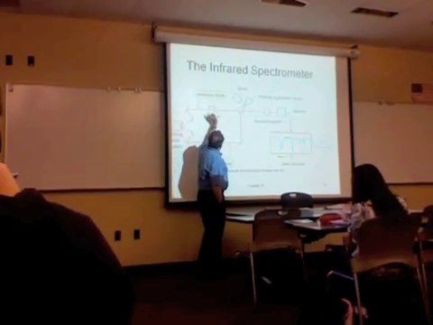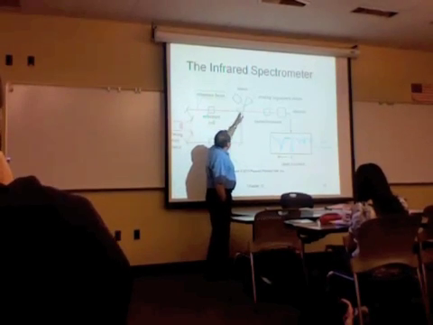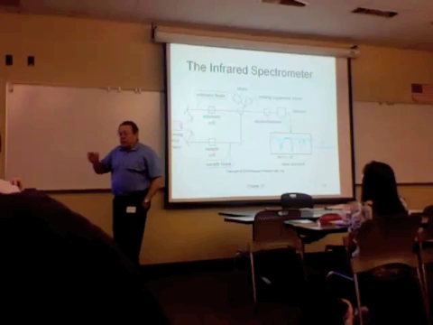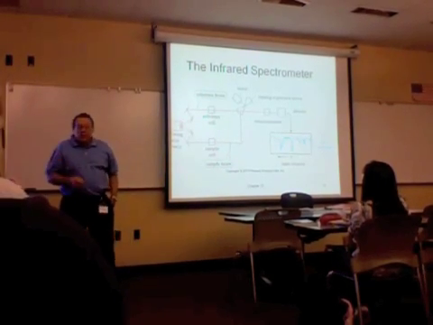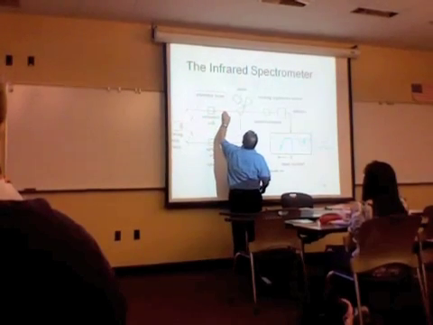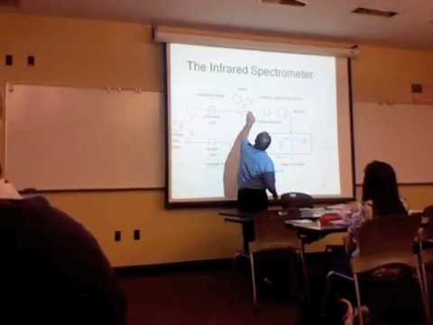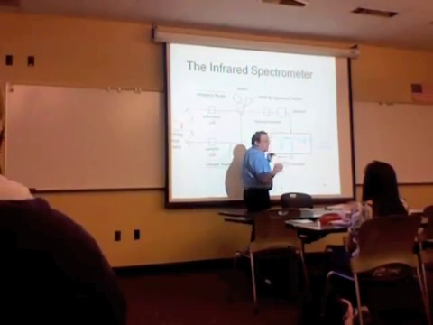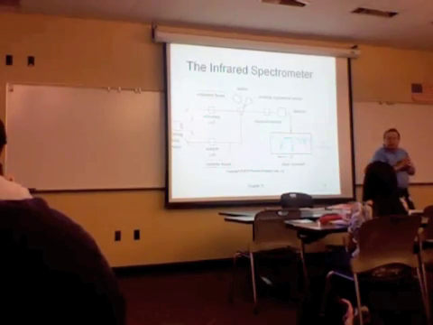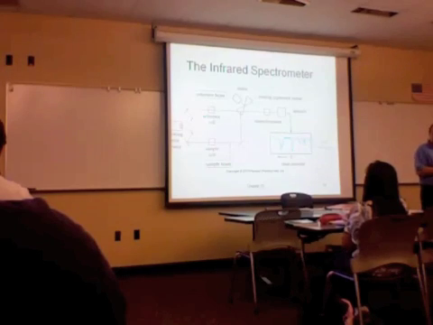These two beams then pass through a mirror. A rotating mirror used to be called a chopper, and it would just vibrate or spin, and it would alternatingly take a sample from this beam and then this beam, and pass it through a monochromator. What's a monochromator? It's a wavelength selector. It's a device that selects the wavelengths.